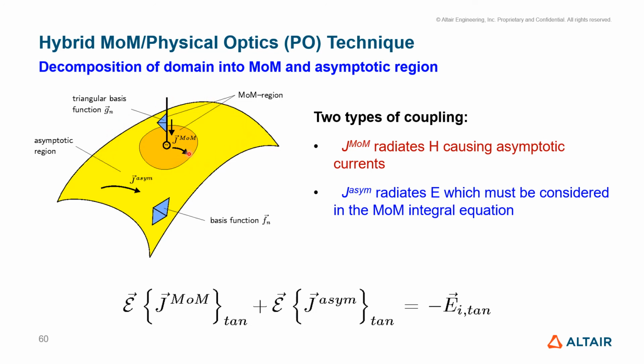You can apply the method of moments to, let's say, this wire type monopole here and some area around the monopole, and to the rest of the structure you can apply, let's say, physical optics.